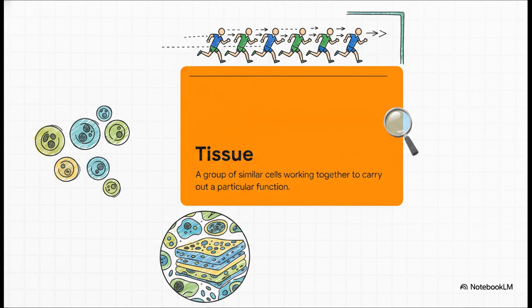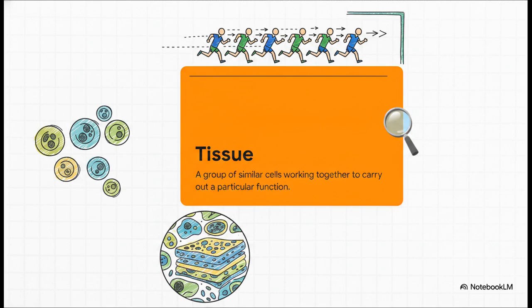When you take a group of similar, specialized cells and bundle them together, they form a tissue that's designed to carry out a very particular function. Think of it exactly like a sports team. Having one star player is great, sure, but a whole group with the same training, working together toward the exact same goal, they accomplish so much more.